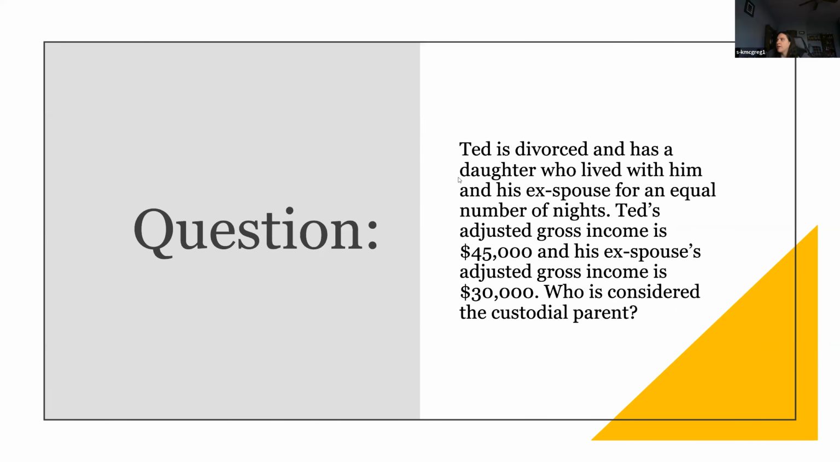Okay, we already kind of talked about that. So here's a question. Ted's divorced and has a daughter that lives with him and his ex-spouse for an equal number of nights. Ted's AGI is 45,000. His ex-spouse's is 30,000. So in this case, Ted would get to claim her because his AGI is higher, unless he gives permission to the other spouse or if they have some sort of agreement that says otherwise.